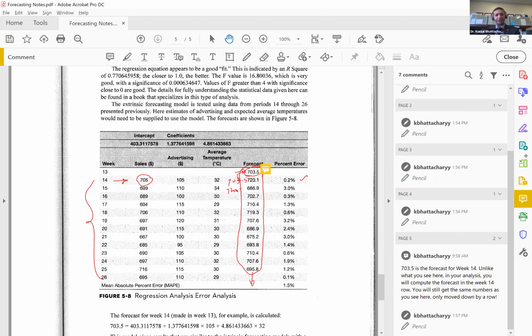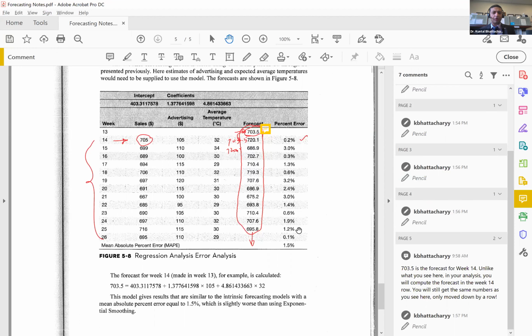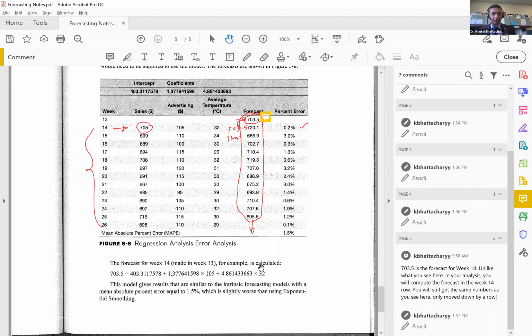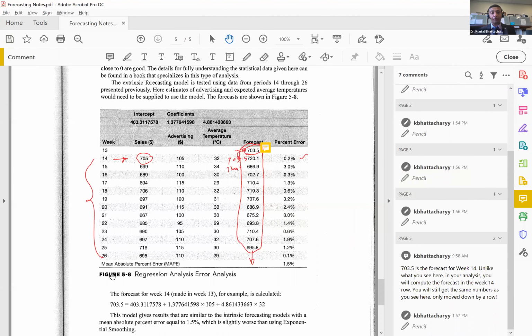Okay, so that's the only change that I'm suggesting from how the data has been represented in this note. And the rest of that should be routine work, and based off of doing all of those calculations, you should find that the mean absolute percent error, or the MAPE, is 1.5%, which is slightly worse than using exponential smoothing. If you are to use exponential smoothing for 14 through 26 of that data set. Okay. In the context of the current setup for 1 to 13 weeks, this is probably the best value.